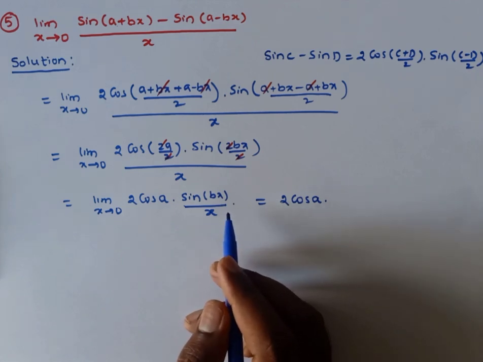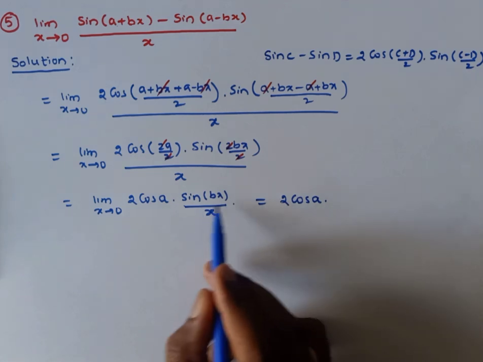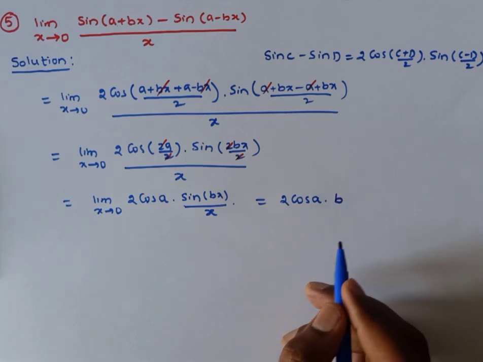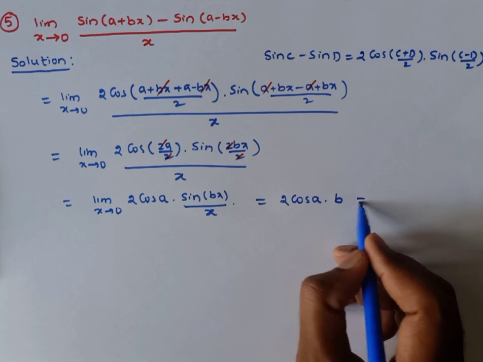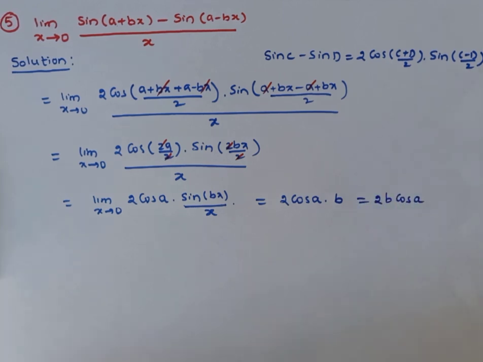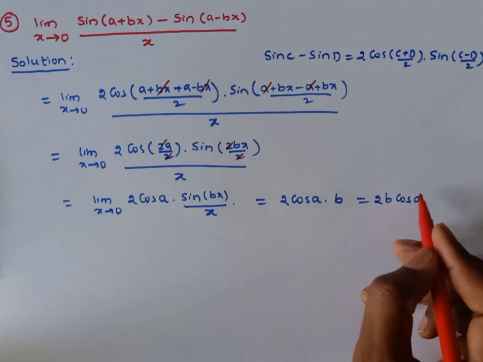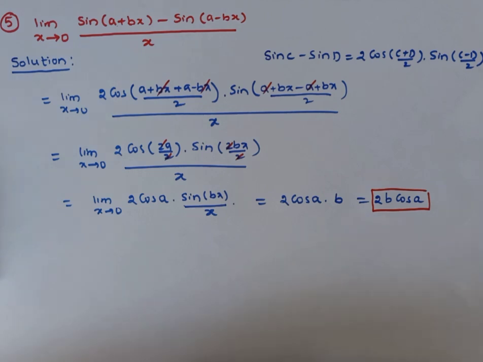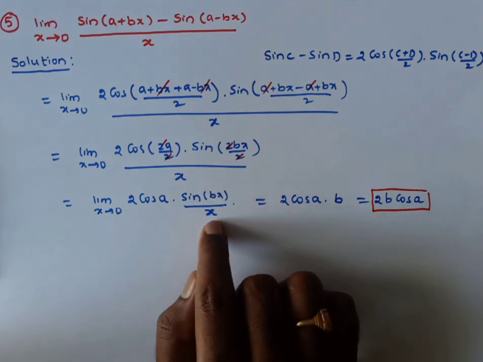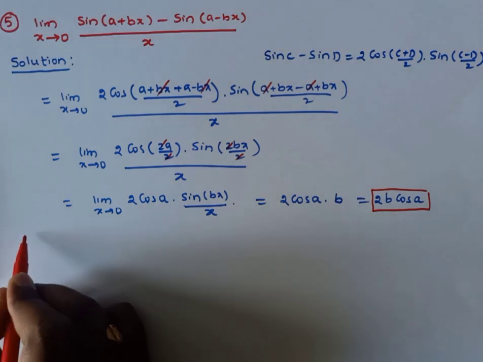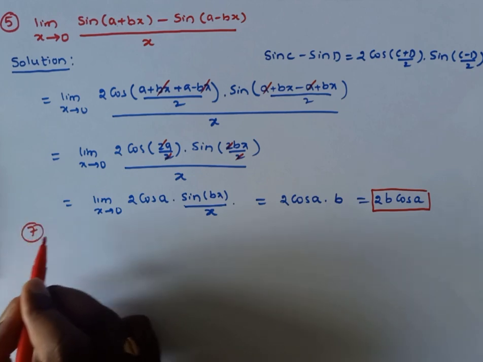Earlier we saw a formula: when it is sin of ax by x, the answer is directly a. So here it is sin bx by x, so it becomes b. Therefore this is 2 into b cos a. So sin bx by x as x goes to 0 is b. For example, if it is sin 2x by x, then the answer is 2, and for 3x it is 3. Like that. Now next problem, the 7th one.